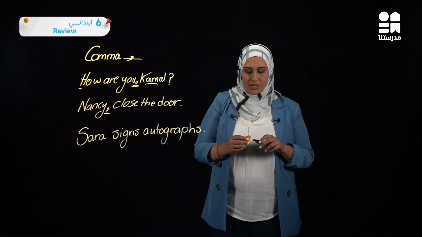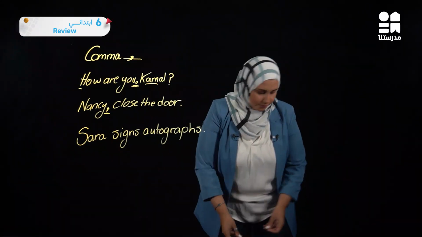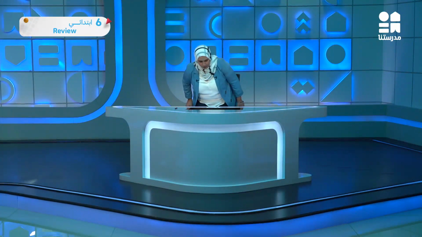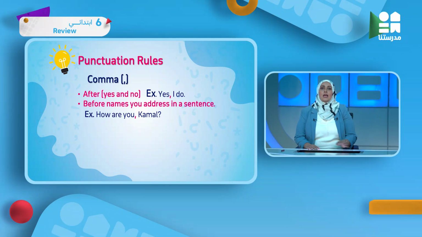Now let's go back to see further rules about punctuation. So we've talked about the comma and how we can use it in a sentence. Now let's have a look at what's written. We said after yes and no, I put a comma and then continue the sentence. Before names you address in a sentence. Address يعني بحد بنكلمه. Okay, like what? How are you, Kamal? I'm talking to Kamal here. So if you're talking to Kamal, here we have a comma before the name.